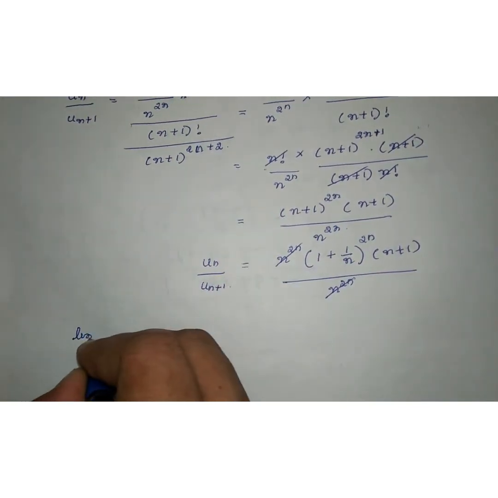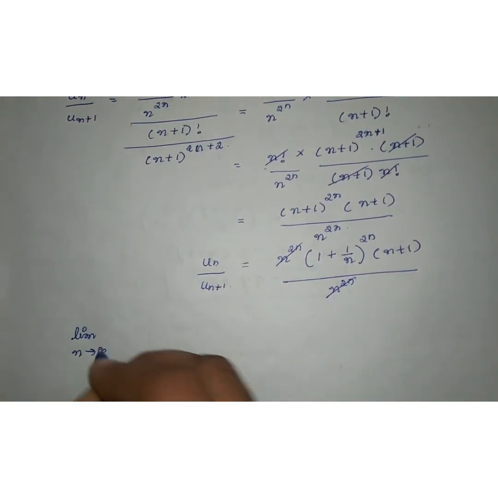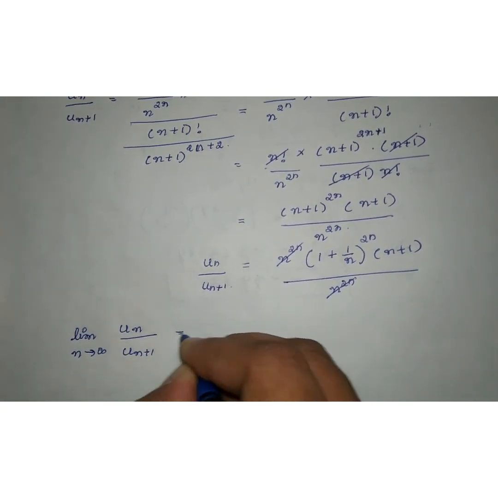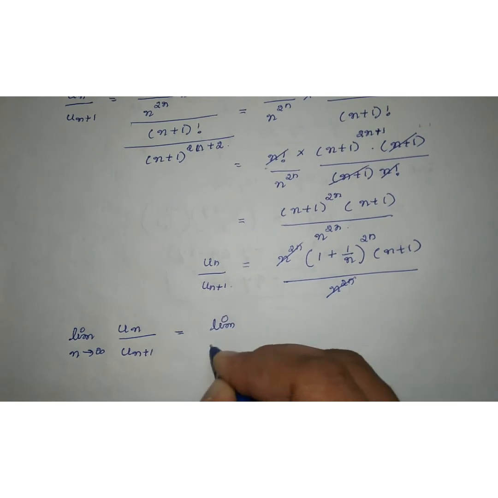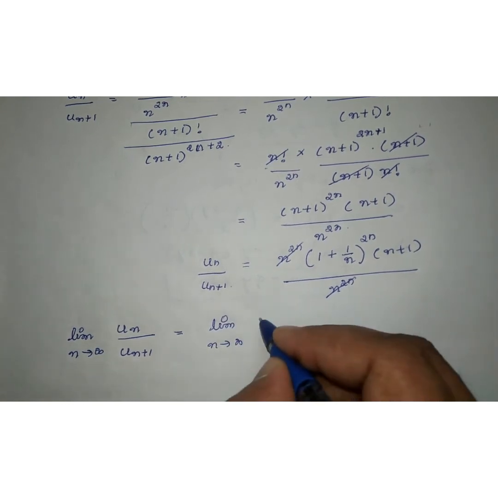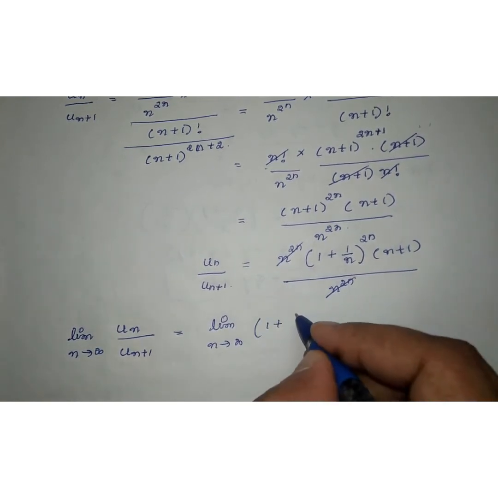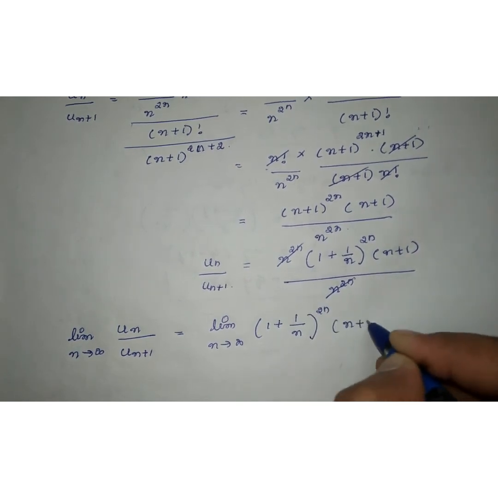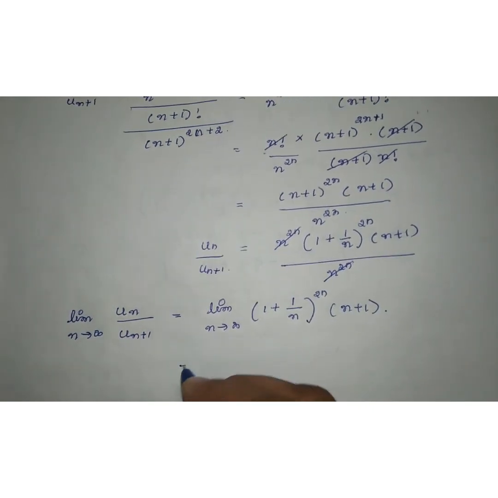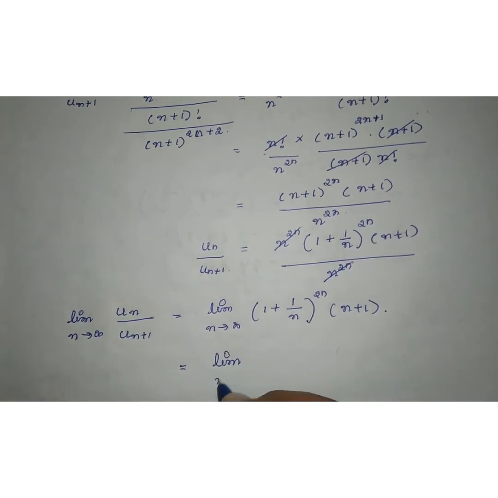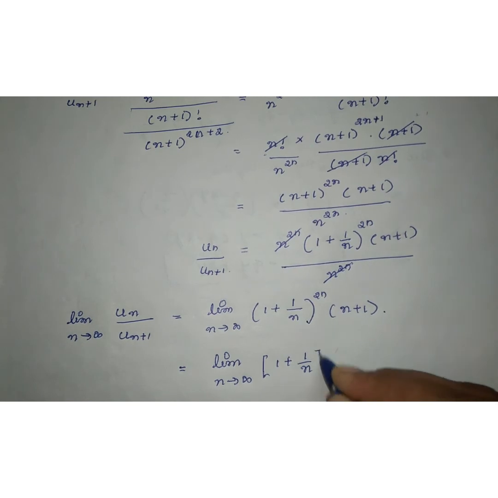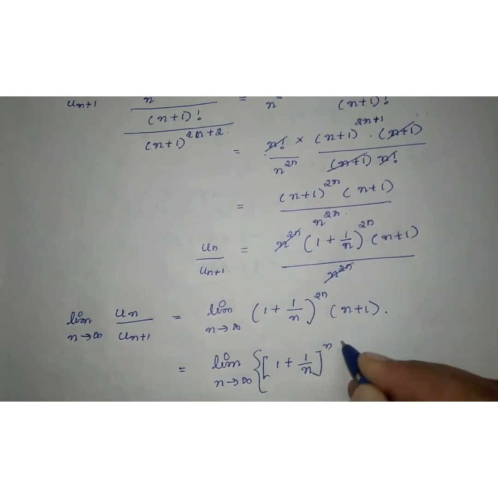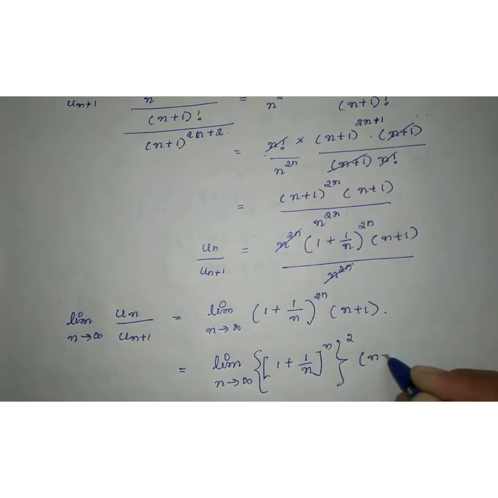Now let us apply limits. It is limit n tends to infinity un by un+1 equal to limit n tends to infinity, it is (1 + 1/n)^(2n) into (n+1). So further this can be written as limit n tends to infinity [(1 + 1/n)^n] whole square into (n+1).